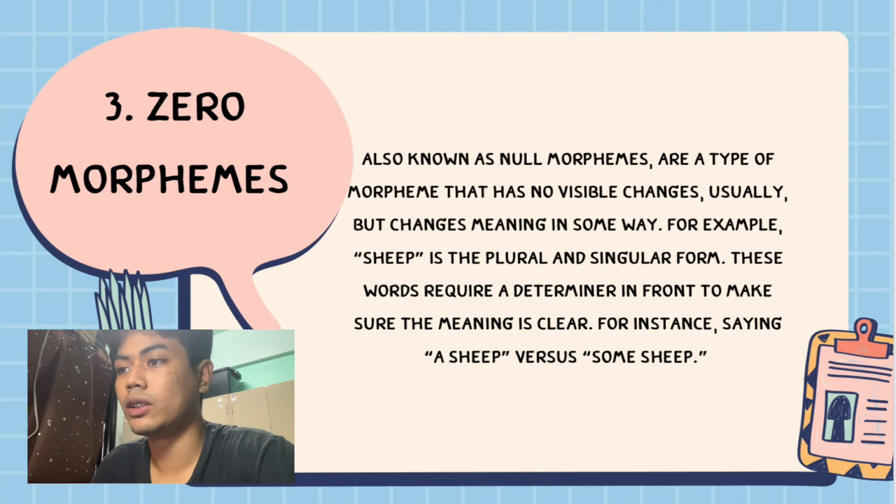Item 3: zero morphemes, also known as no morphemes, are a type of morpheme that usually has no visible change, but changes the meaning in some way. For example, sheep is both the plural and singular form. These words require a determiner in front to make sure the meaning is clear. For instance, saying a sheep versus some sheep.